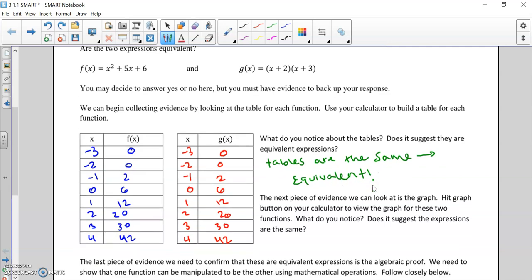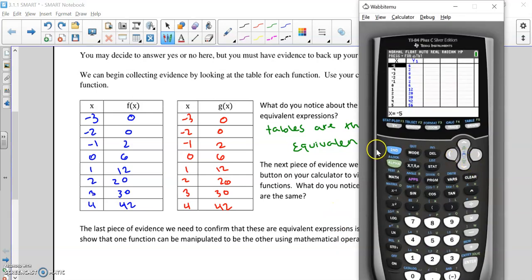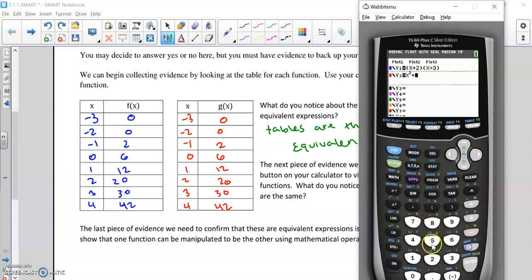All right, so next we're going to talk about how to check this out on the graph. We just talked about how to do it on the table. For the graph, you can go back to your calculator and hit y equals, and we're going to graph both of our functions. The first one was x squared plus 5x plus 6, so let's add that in here. It doesn't matter which one you write first and which one you write second, as long as they're both there. And we'll hit graph.